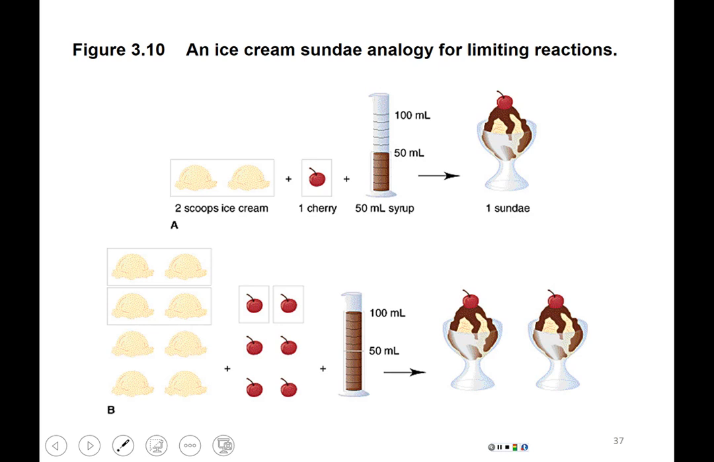You have more ice cream, more cherries, but you just used up all your syrup. Right? So you can't technically make any more sundaes if they're defined by these 3 ingredients. Right? So in this example, the chocolate syrup is our limiting reagent. It's the compound that's there in the lowest quantity, and it gets used up first.